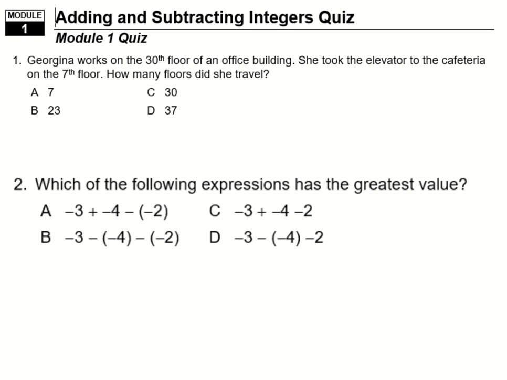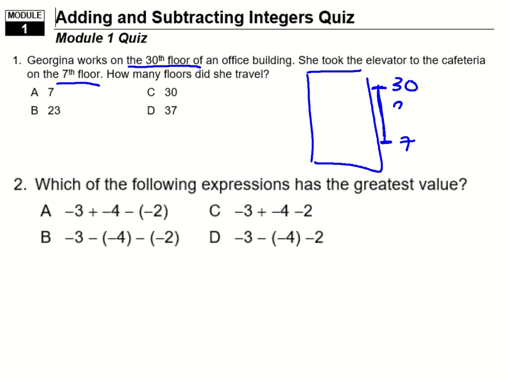It says Georgina works on the 30th floor of an office building. She took the elevator to the cafeteria on the 7th floor. How many floors did she travel? So we know it's the 30th floor and the 7th floor. Those are both positive. If we think about a building, right, the 30th floor is here and the 7th floor is here. What we're trying to do is find this space right here.